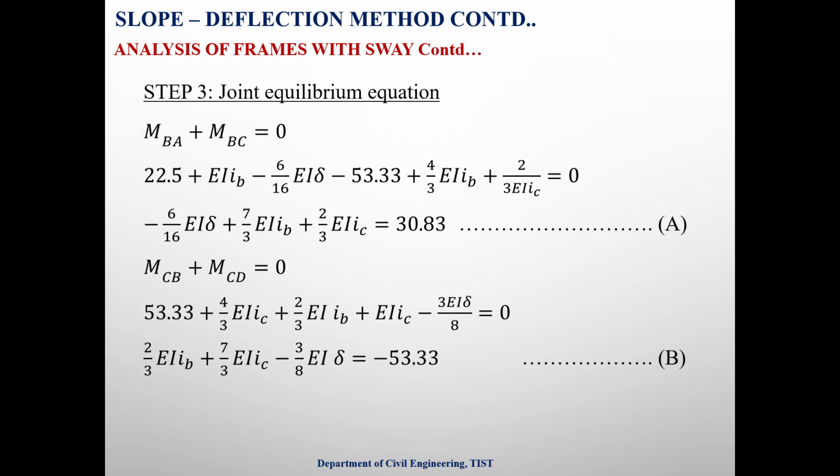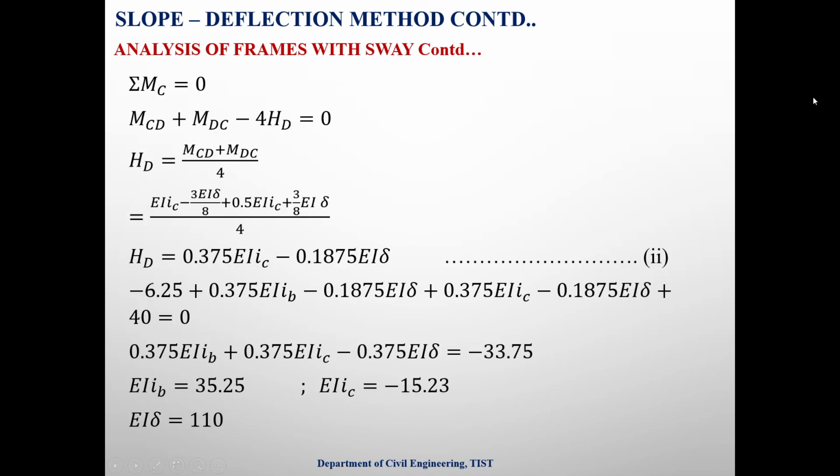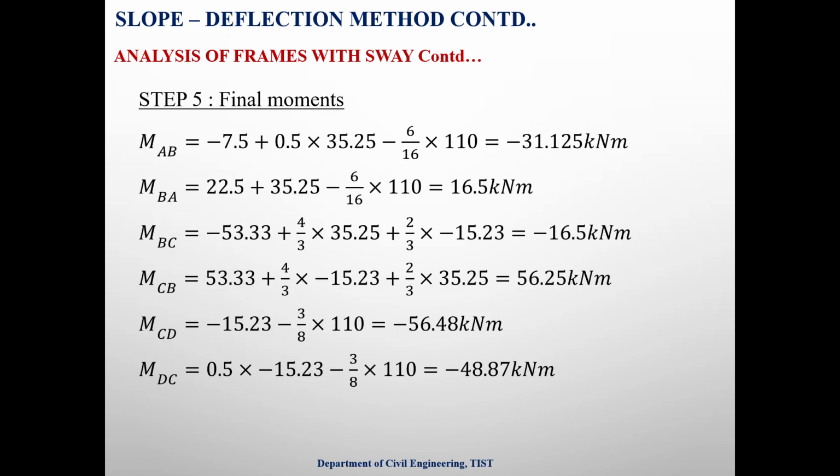Then by using MBA plus MBC is equal to 0, MCB plus MCD is equal to 0 and the shear equation, we will get the unknowns EI theta B, EI theta C and EI delta. After getting these unknowns, substitute them in step number 2, that is the slope deflection equations. Then we will get the final moments.